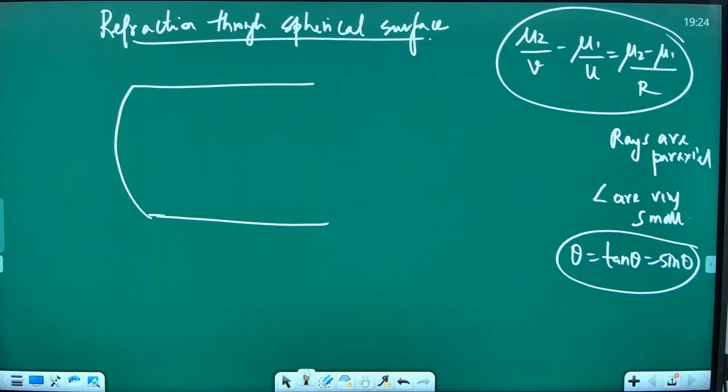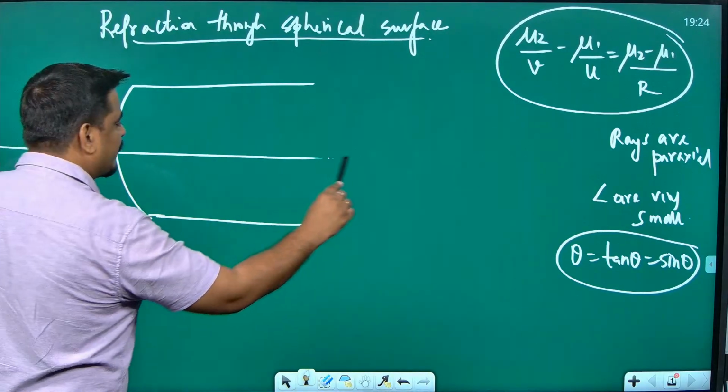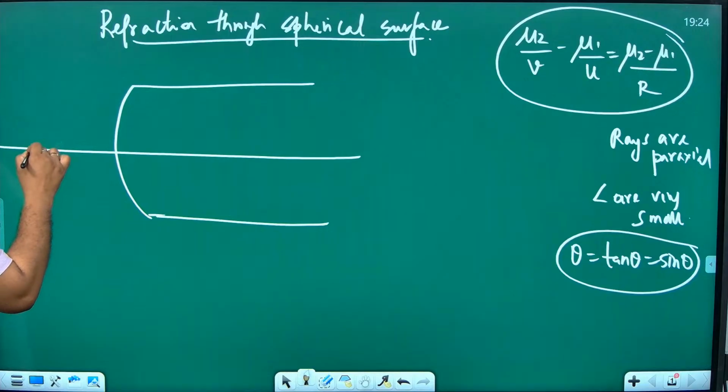So now what do we have? I am having a spherical surface, let this be the principal axis, and here I am having an object O. My intention is to find its image. Everybody please pay attention. You can take time for writing later.